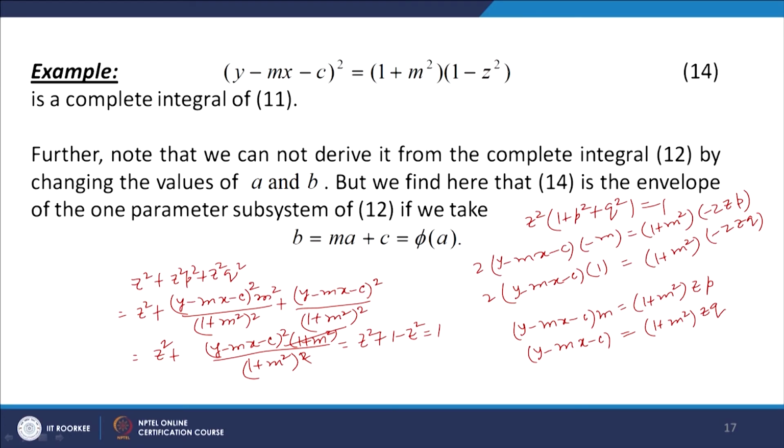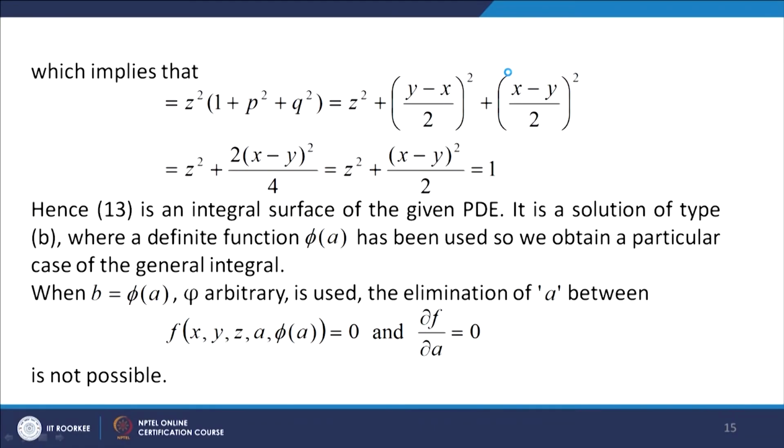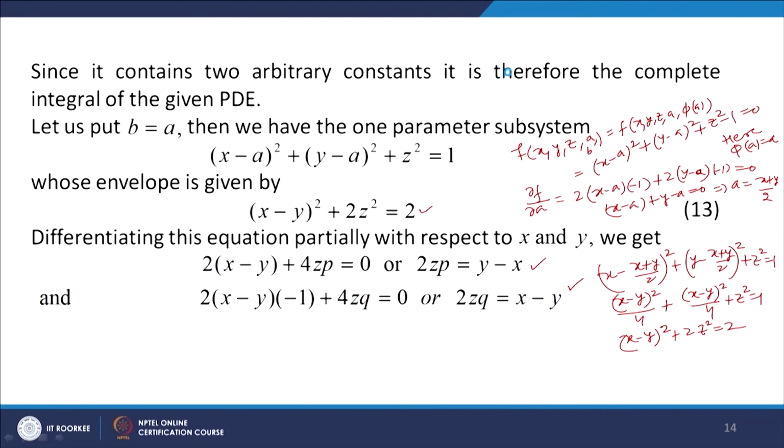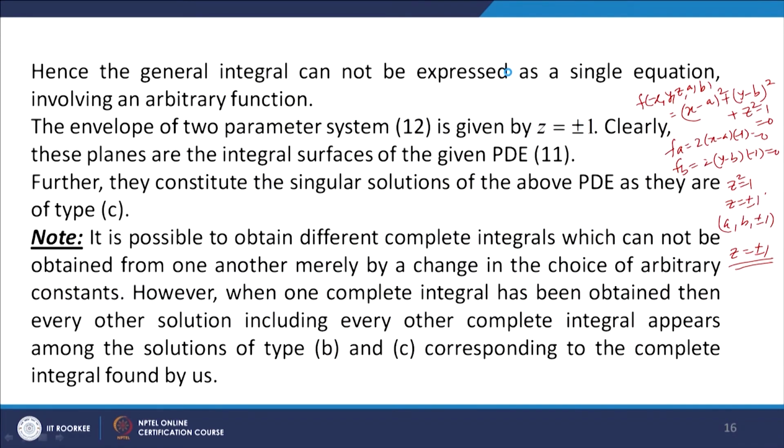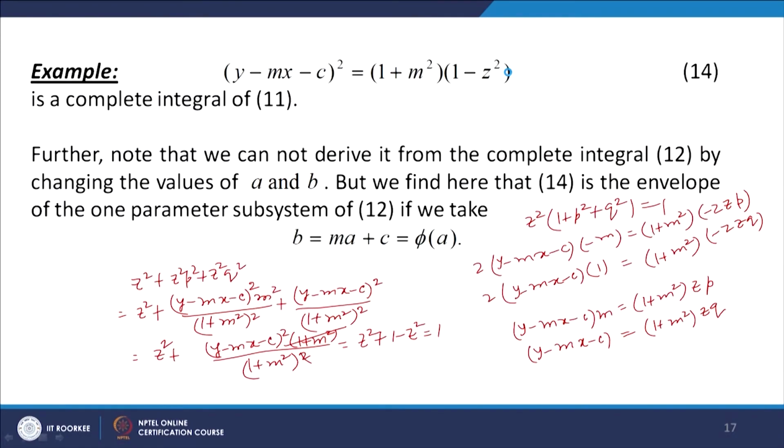You can see that we cannot obtain this complete integral from the complete integral 12, x minus a whole square plus y minus b whole square plus z square equal to 1, merely by changing the arbitrary constants a and b. It will never give us this solution, y minus mx minus c whole square equal to 1 plus m square into 1 minus z square. But we find here that the 14th is the envelope of the 1 parameter subsystem of 12 if we take b equal to ma plus c.